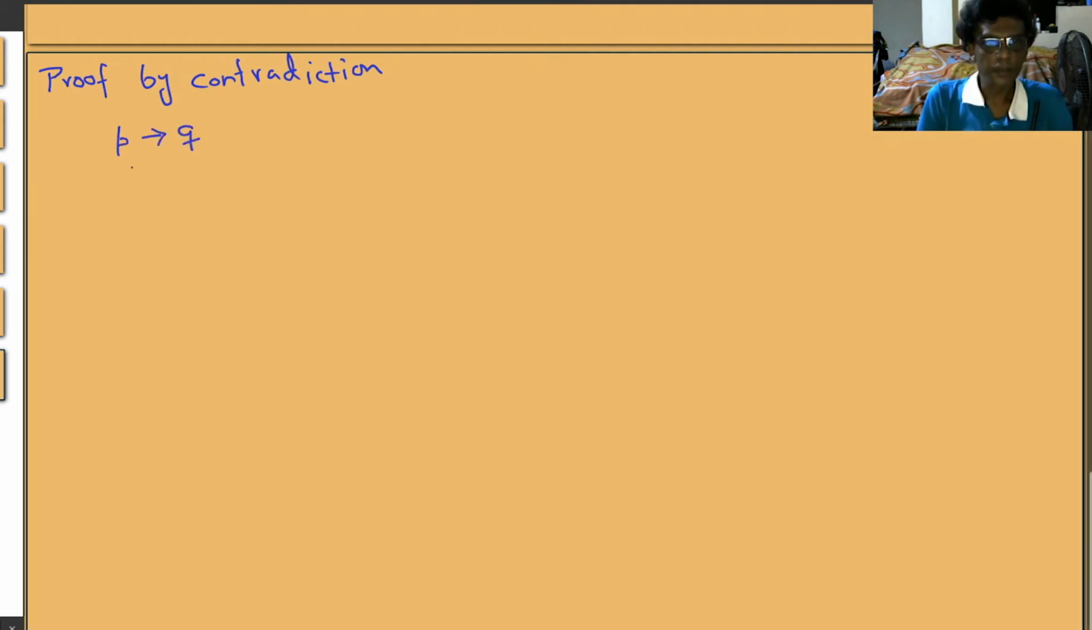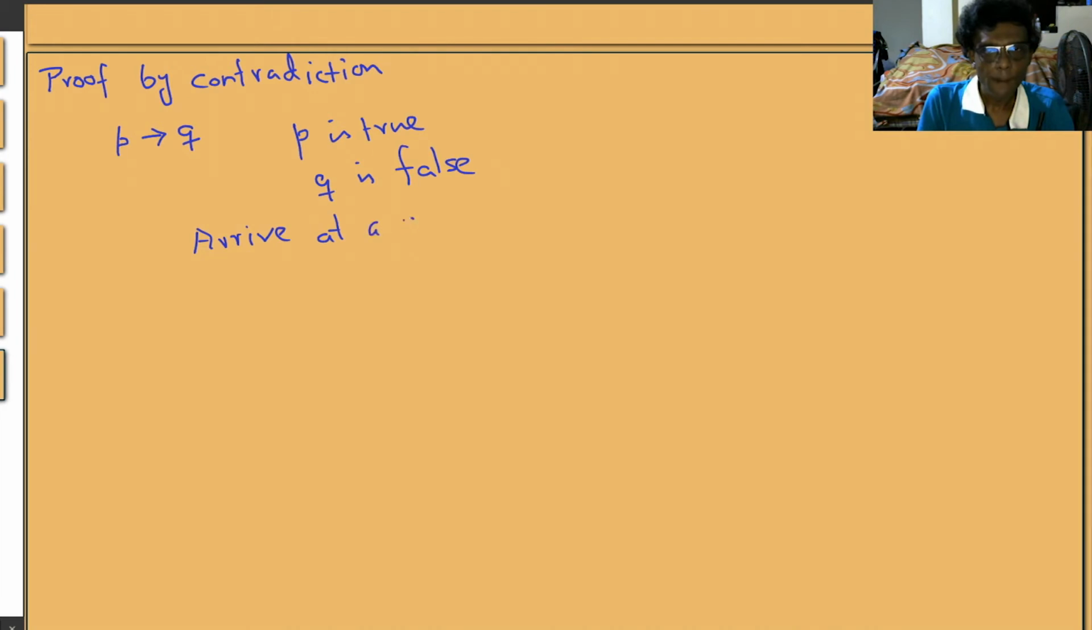Okay. Then you have proof by contradiction. This proceeds as follows. When you consider statements like P implies Q, then I assume that this implication is false, which means P is true and Q is false. And then use other theorems, results, axioms, definitions and all that stuff, and finally arrive at a contradiction.